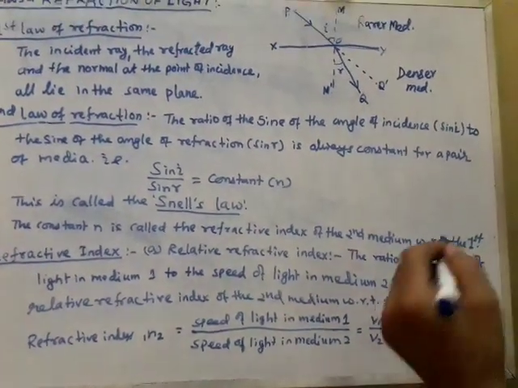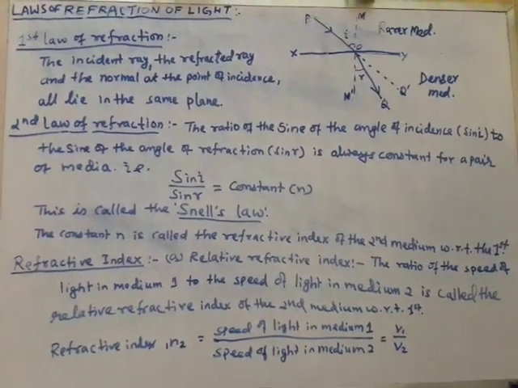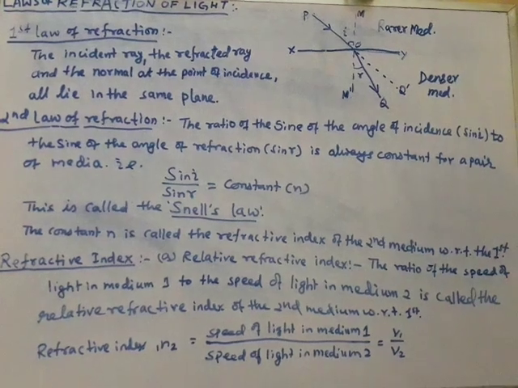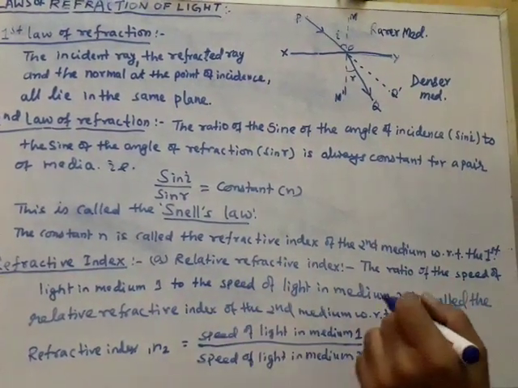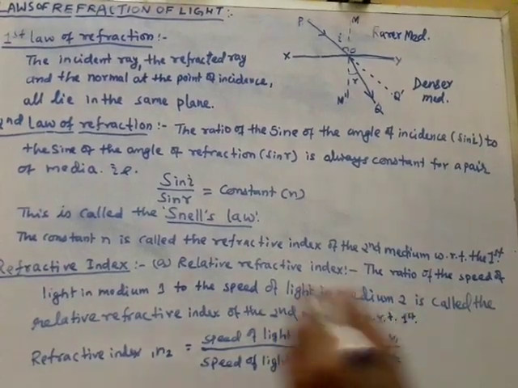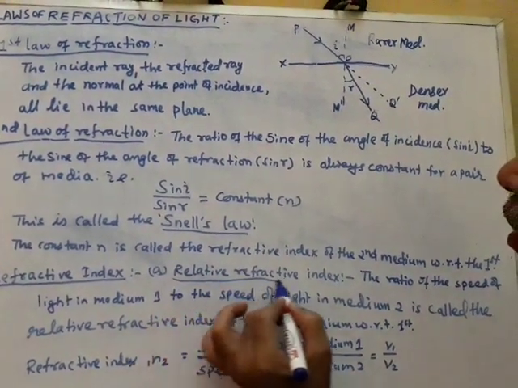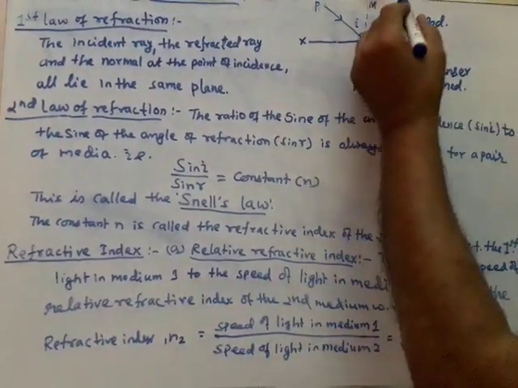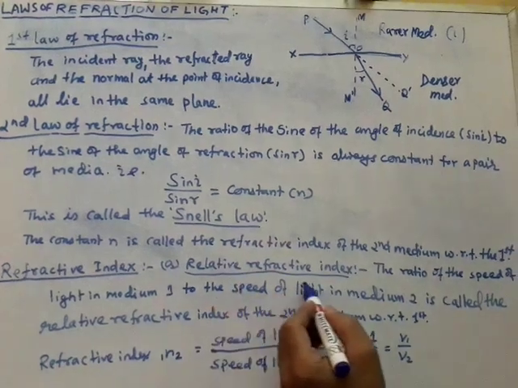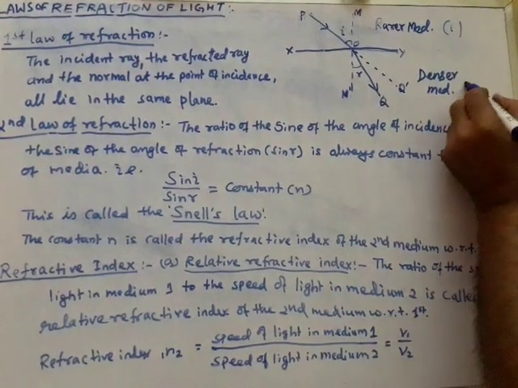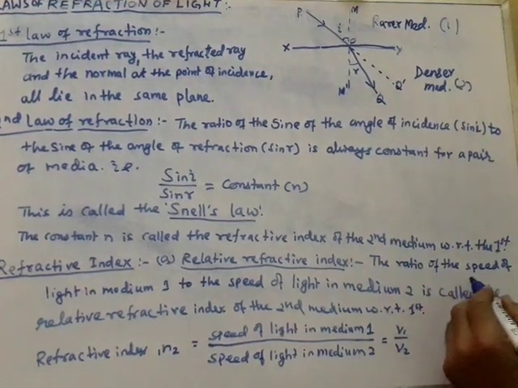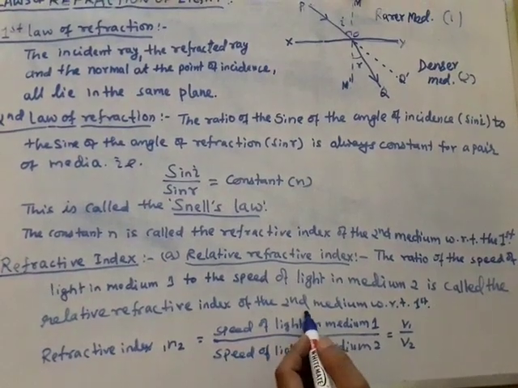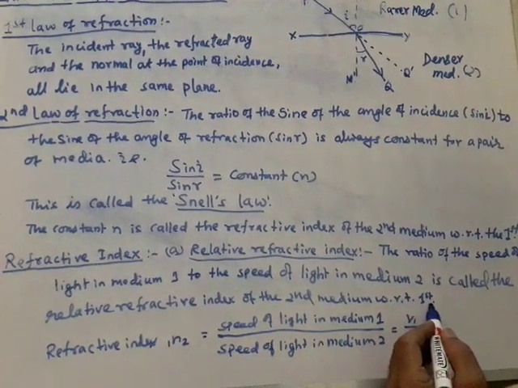Now there is a question: what do you mean by the refractive index? First of all, there are two types of refractive index. One is the relative refractive index, another is the absolute refractive index. So what is the relative refractive index? The ratio of the speed of light in medium 1, here this is medium 1, to the speed of light in medium 2, this is taken as medium 2, is called the relative refractive index of the second medium with respect to the first.